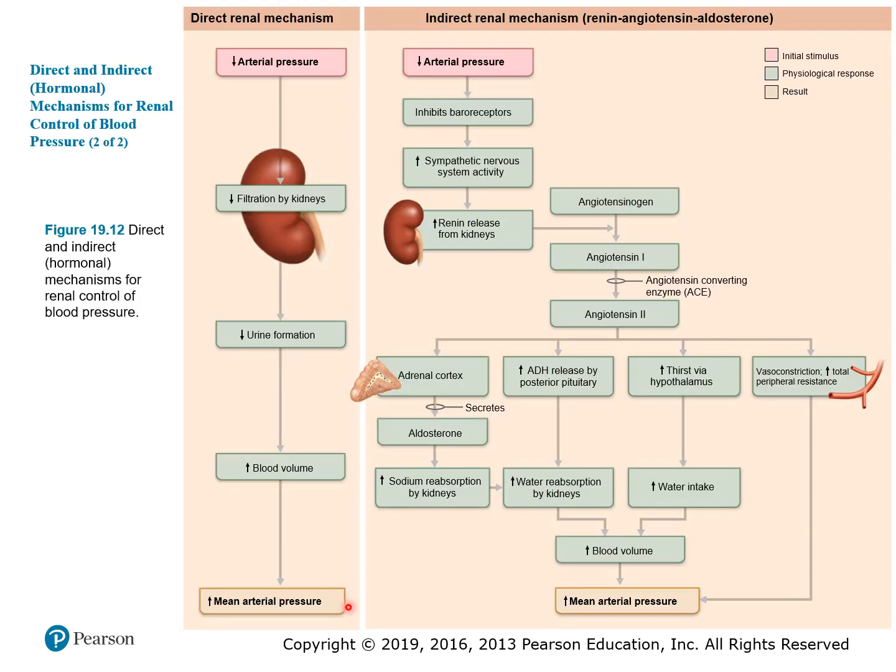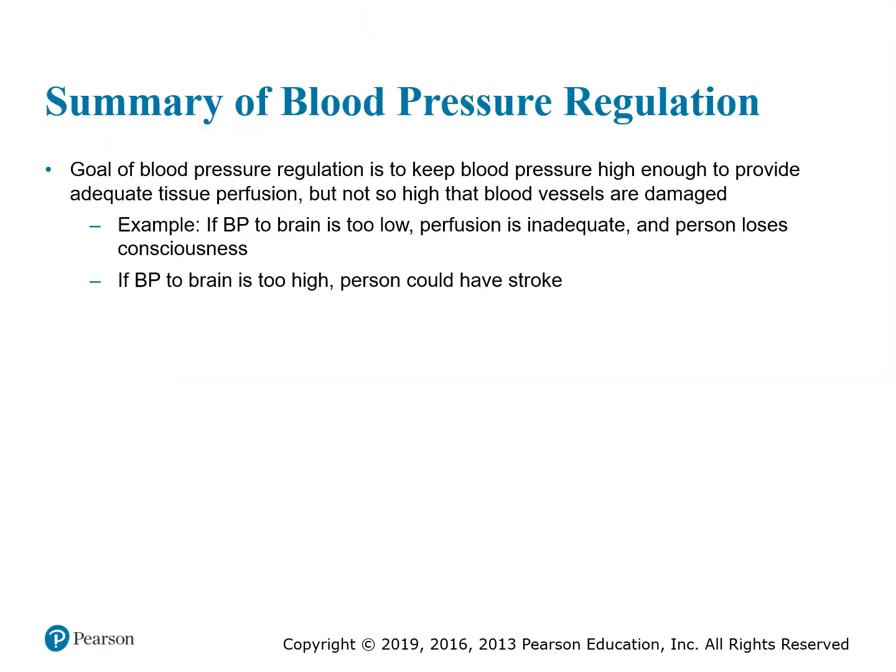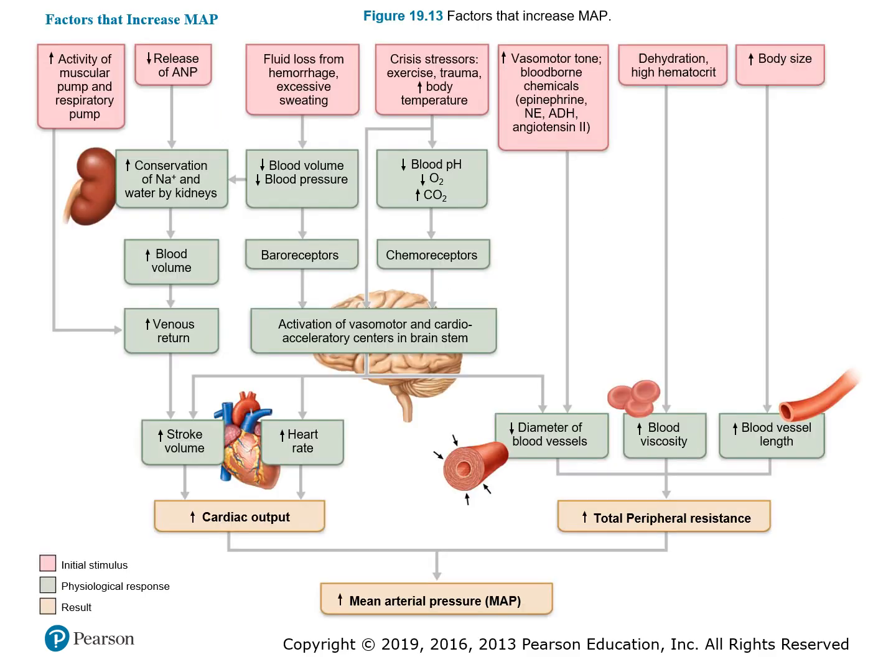This is here to show you that you must go over it. So what is the goal of blood pressure regulation? The goal is to keep blood pressure high enough to provide adequate tissue perfusion, but not so high that blood vessels are damaged. For example, if blood pressure to the brain is too low, perfusion is inadequate and a person loses consciousness. If blood pressure to the brain is too high, a person can have a stroke. So both low blood pressure and high blood pressure are not good. We want to keep the blood pressure in the normal range.